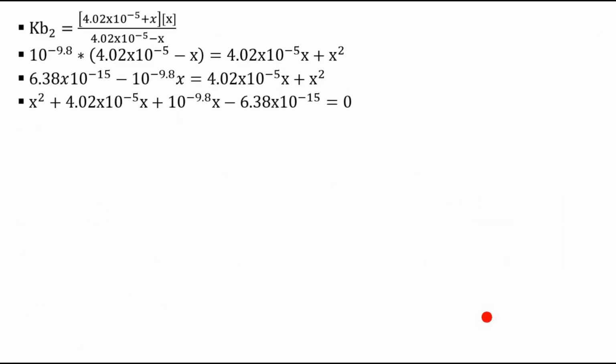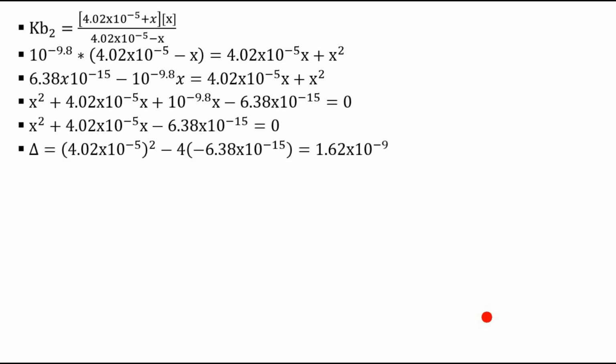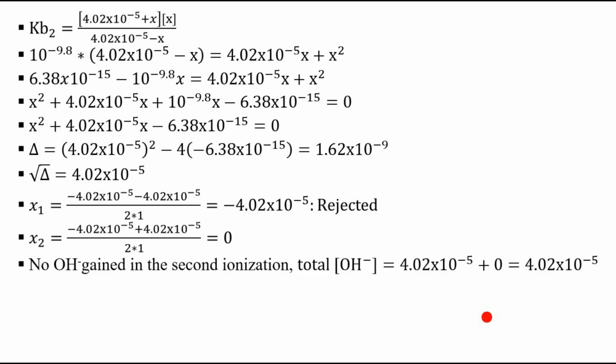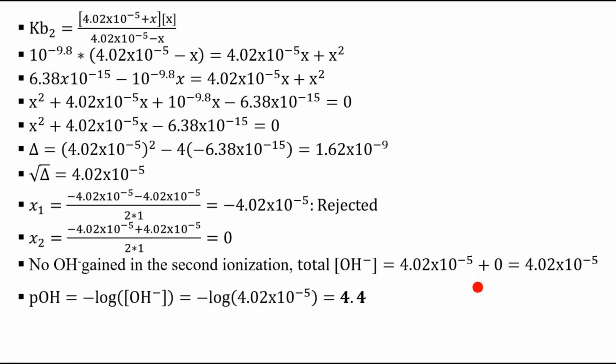We can solve the quadratic equation. Yes, you can solve the quadratic equation. We reject the negative root and we get no OH again from the second dissociation. If you do the quadratic equation here, you get 0. That means the second dissociation will not provide any hydroxide. That means the total hydroxide will be coming from only the first dissociation. So then we have a pOH equal to 4.4 and we have pH equal to 9.6.